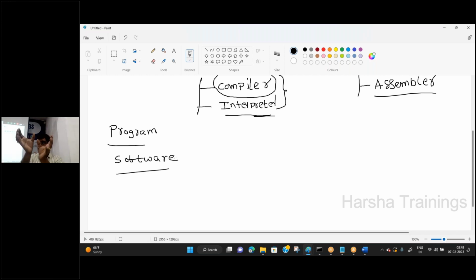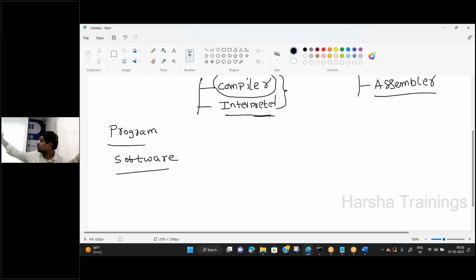In simple terms, a program generally performs a single task. Software is a set of programs to do a task. For example, Microsoft Office, MS Word is software. It does not consist of a single program.